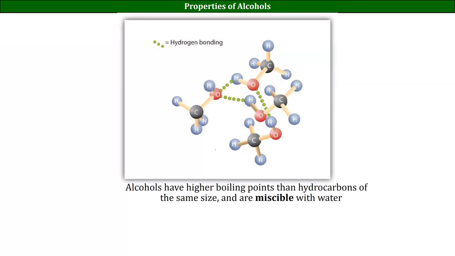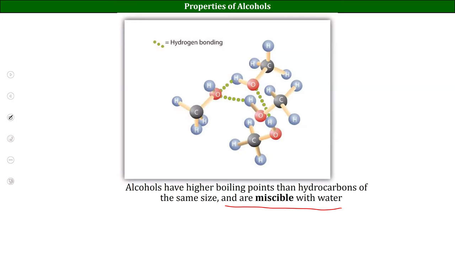So alcohols have higher boiling points than hydrocarbons of the same size, and up to a point, they're what's called miscible with water. Miscible, in a chemistry sense, just means that there's basically no limit to its solubility. They're infinitely soluble in water, which sounds odd, since we usually measure solubility as how many grams can dissolve per 100 milliliters or something like that, right? So how can you have infinitely soluble?